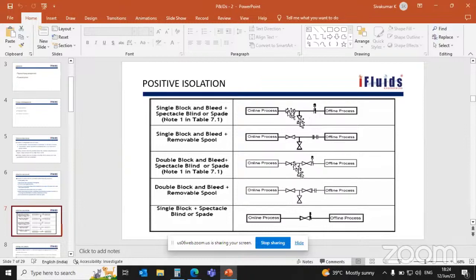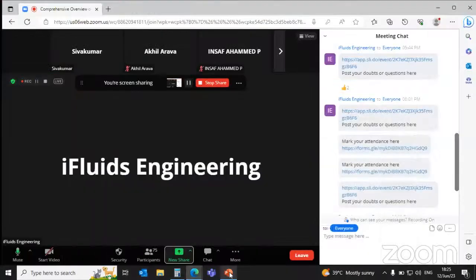So double block and bleed is much safer than single block and bleed. But of course, it depends upon the process or the hazard associated with the process. Here, the online process may be much more hazardous than this online process. So a single wall and bleed is provided. So this will be much more toxic or much more hazardous. So double block and bleed is provided. So this is what single block or double block is.